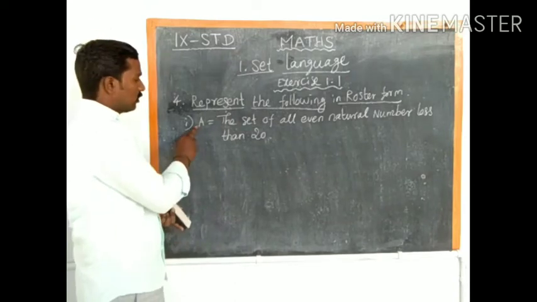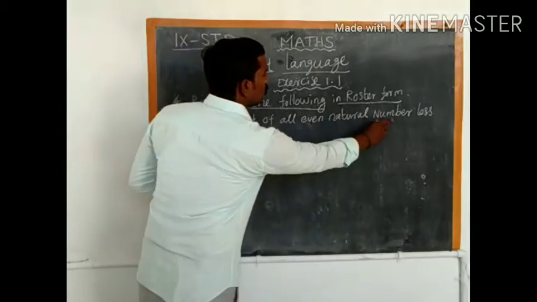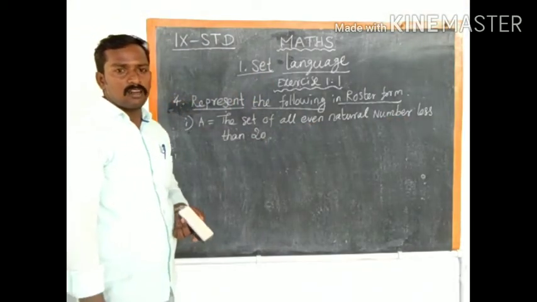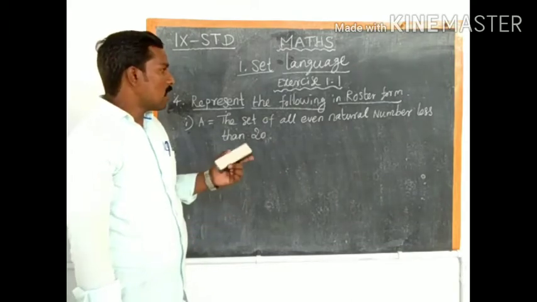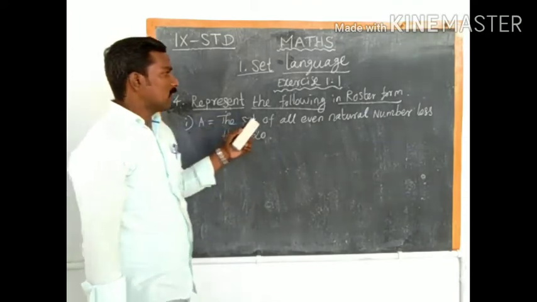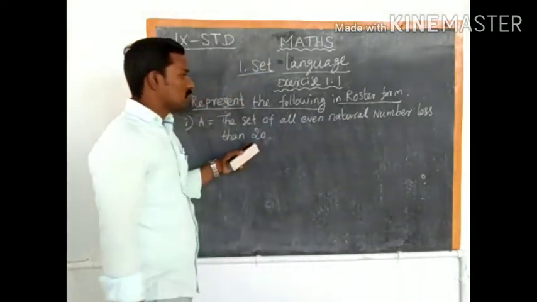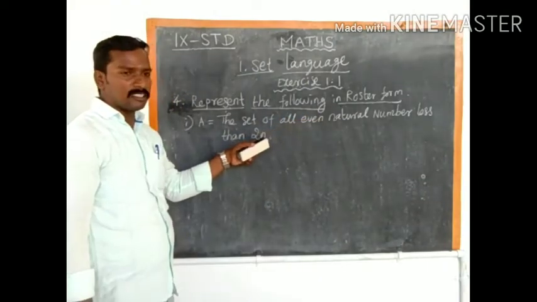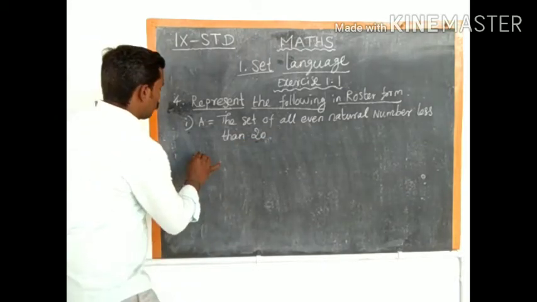The first question: A is equal to the set of all even natural numbers less than 20. Natural numbers all start from 1, 2, 3, 4 and so on. The question is the even natural numbers less than 20. So only even numbers are taken from the natural numbers, and also the condition that the number is less than 20. Okay, this is your question. Solution.